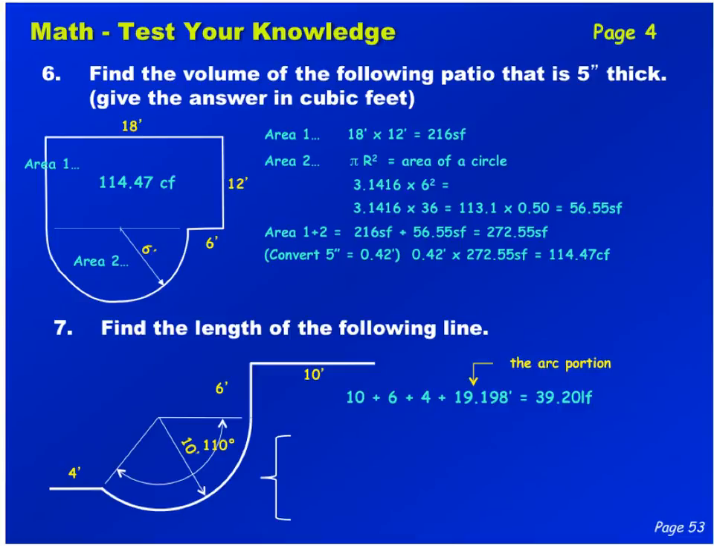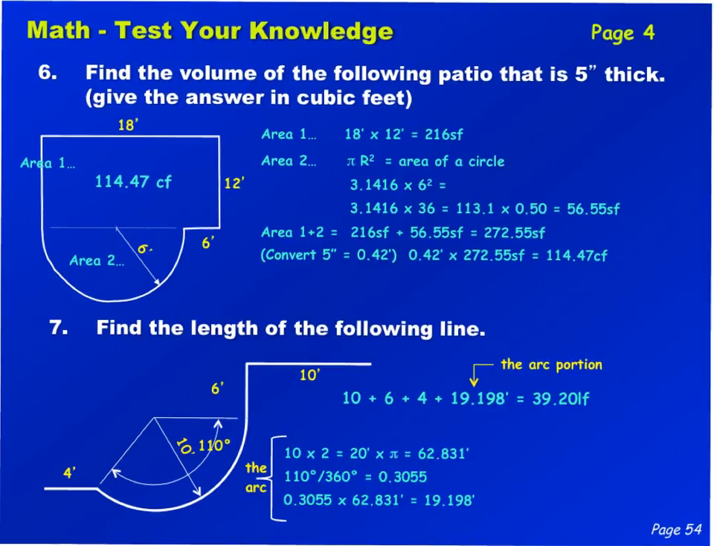Number 7, find the length of the following line. The first part of it is very easy. 4 foot plus 6 foot plus 10 foot right here. The hard part is finding this arc right here. So let's take a look at that.